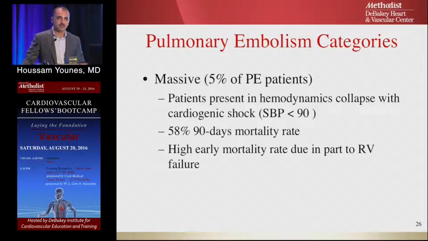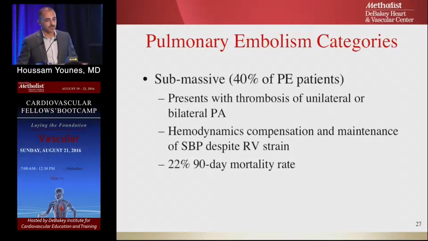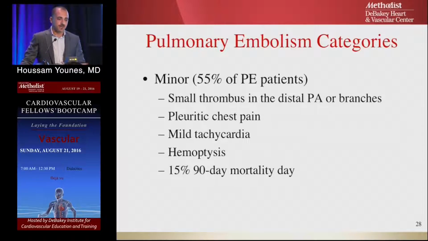So here, the massive, when we say hemodynamic instability, is systolic blood pressure less than 90, and 58 to 90% mortality, very serious disease. And the high early mortality is mainly due to right ventricle dysfunction. Submassive, they can present with large unilateral or bilateral thrombus. However, there is hemodynamic compensation with right ventricle strain. It has to have right ventricle strain to be submassive. And 22% mortality within 90 days. Minor, small thrombus, usually presents as pleuritic pain or tachycardia, hemoptysis, or cough.